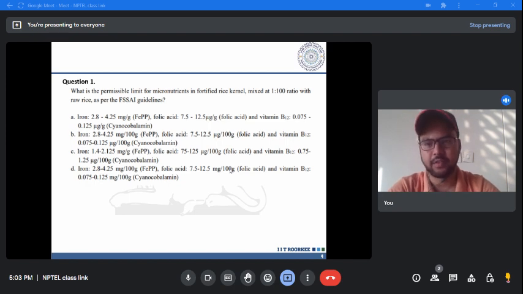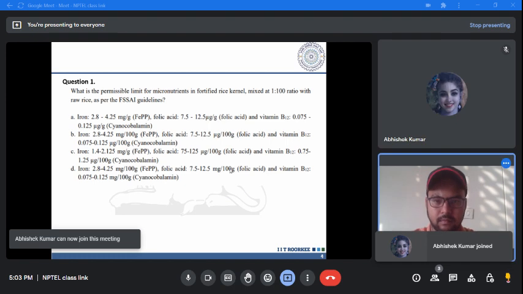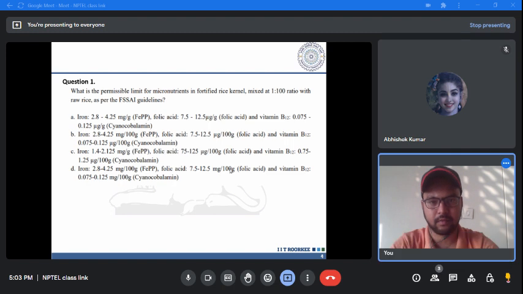So our first question is, what is the permissible limit for micronutrient in the fortified rice kernel mixed at 1 to 100 ratio with the raw rice as per the FSSAI guidelines? Okay, here we need to tell the FSSAI guidelines, the rice kernel. I'll repeat the question. This is question number one. What is the permissible limit for micronutrient in the fortified rice kernel mixed at 1 to 100 ratio with the raw rice as per the FSSAI guidelines?